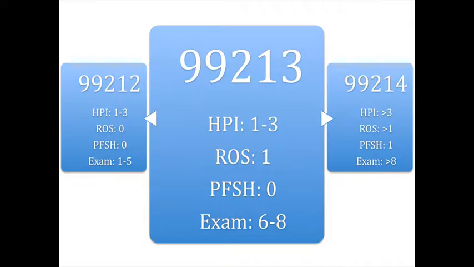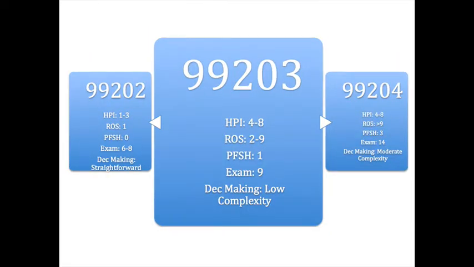3 history of present illness, 1 review of systems, 1 past family social history, and greater than 8 on the examination. Now, here's where it becomes complicated, is on a new patient. If you look over at the 204, there's a lot that needs to be included here, including all 9 of the review of systems. That's going to be difficult to do.